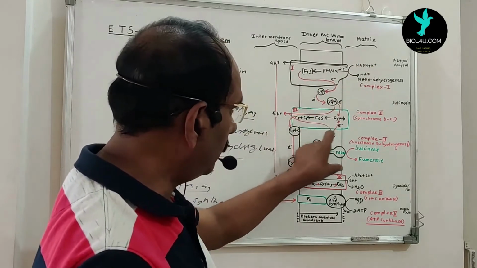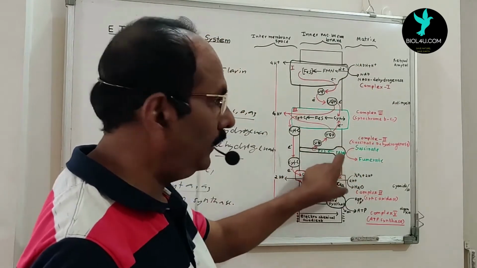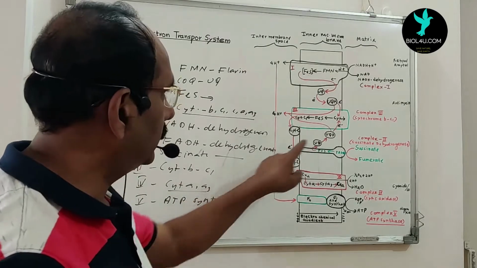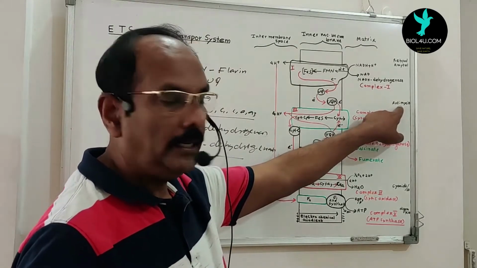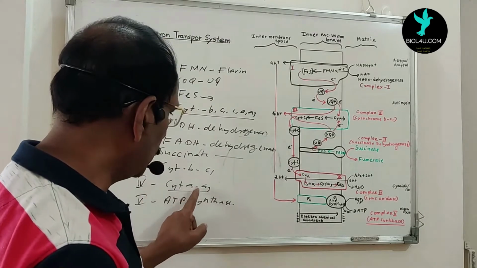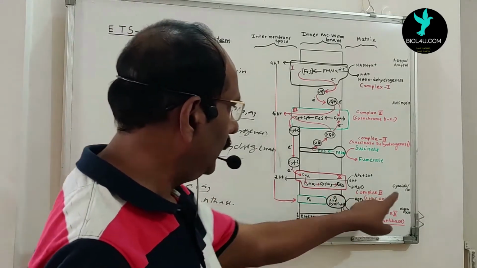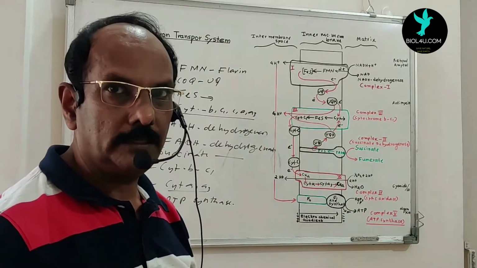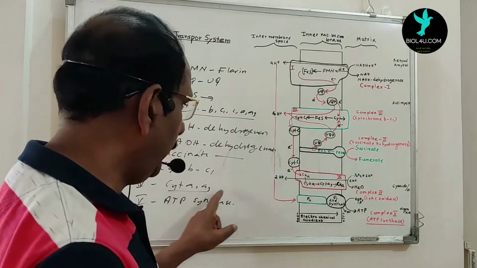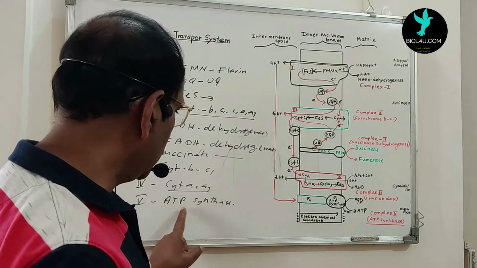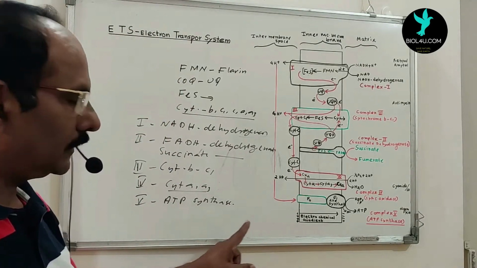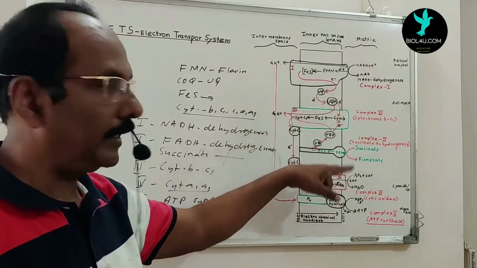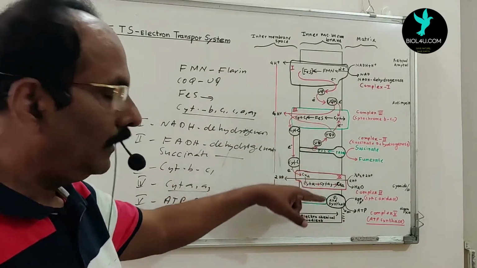And complex number 2 is not inhibited by any antibiotics or any other chemicals. The third complex, cytochrome BC1, is inhibited by the antibiotic antimycin. And complex number 4, cytochrome AA3, is inhibited by cyanide and carbon monoxide. Both cyanide and carbon monoxide, you know, are highly poisonous, and this poison inhibits cytochrome AA3. And the fifth complex, the ATP synthase complex, is inhibited by the antibiotic oligomycin. So by using these antibiotics, we can identify the different complexes present in the electron transport system.